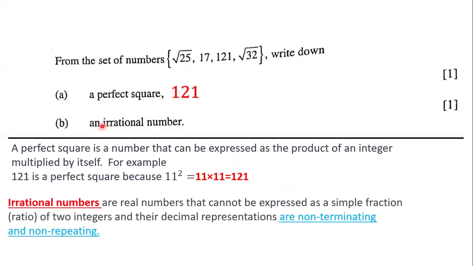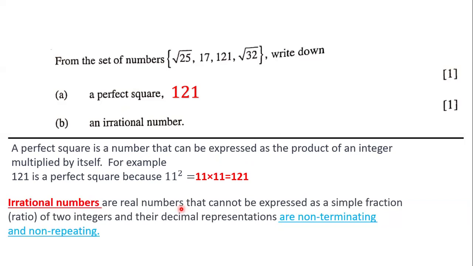It says they want us to write down an irrational number. What are irrational numbers? Well, irrational numbers are real numbers that cannot be expressed as a simple fraction, a ratio of two numbers, and their decimal representations are non-terminating and non-repeating. So first things first, irrational numbers are not fractions, right? So if you have a fraction, then it's not irrational.